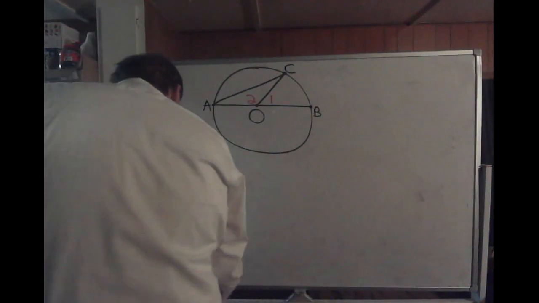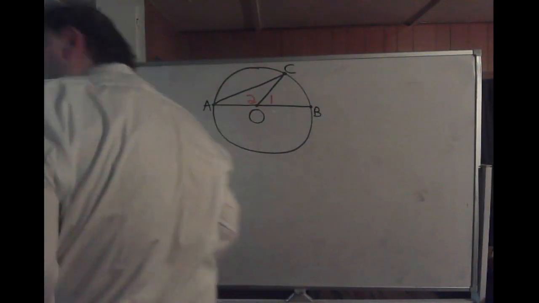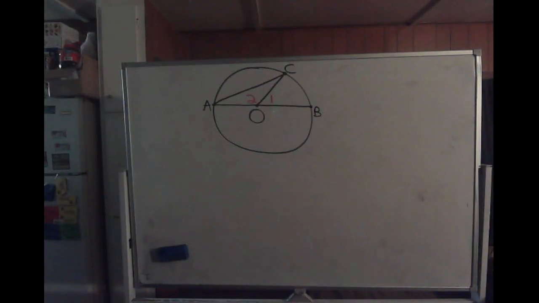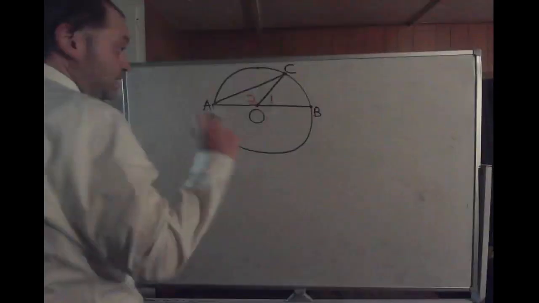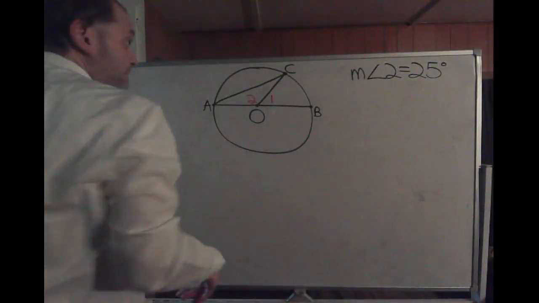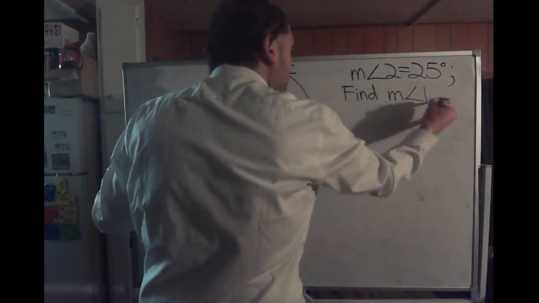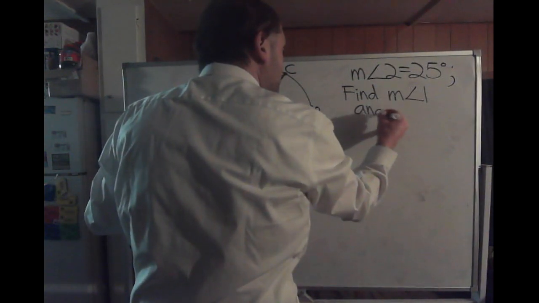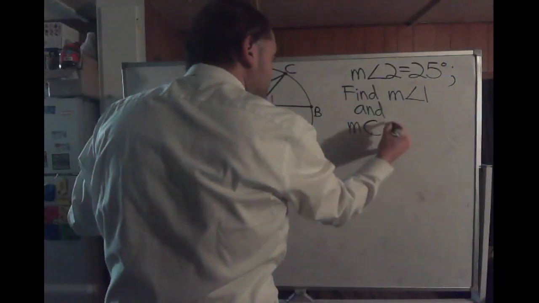All right, what do we got next here? We got that the measure of angle 2 is equal to 25 degrees, which if you look at it, is very clearly not, but that's just what they're giving us here. We need to find the measure of angle 1 and the measure of minor arc CB.